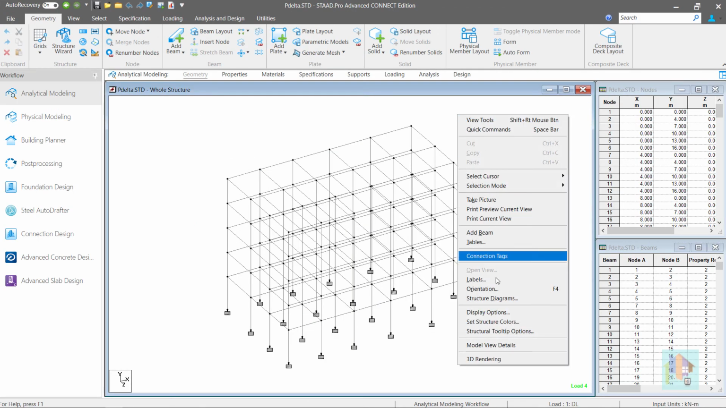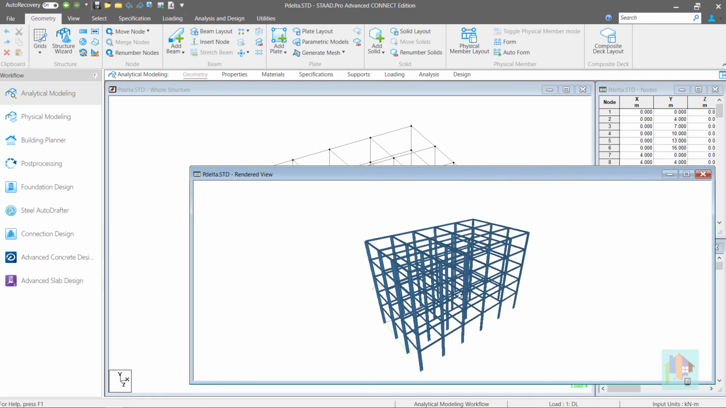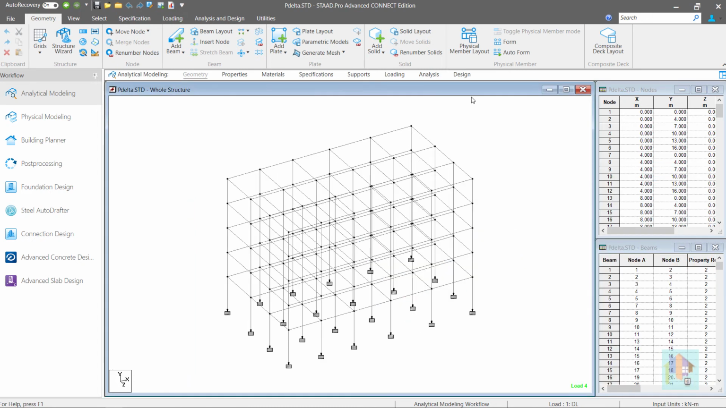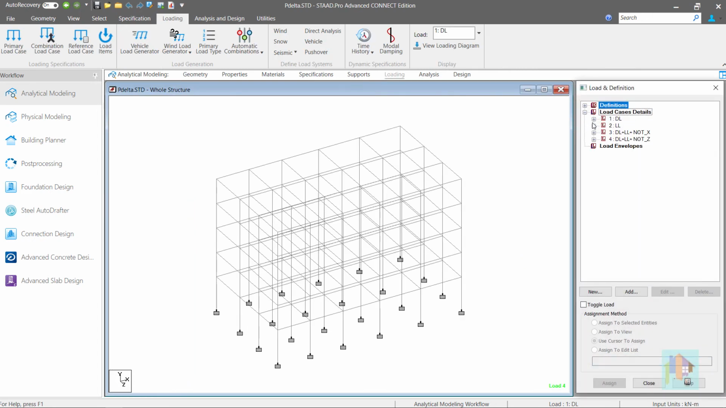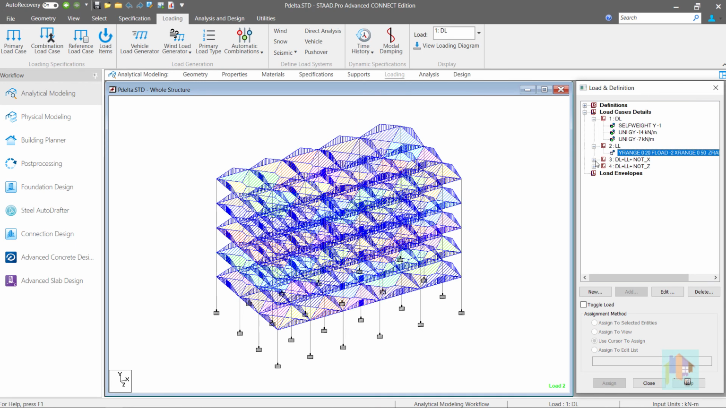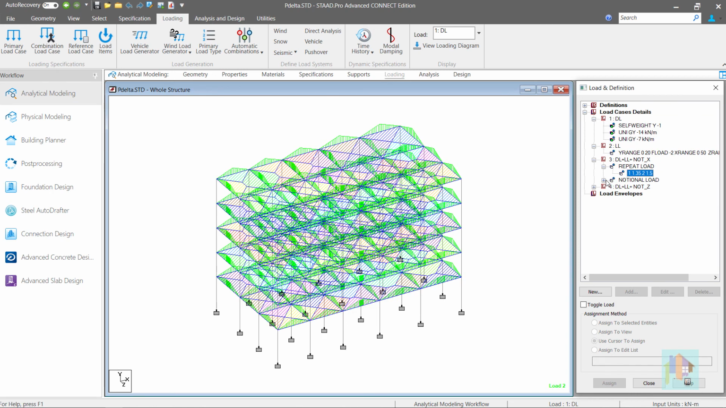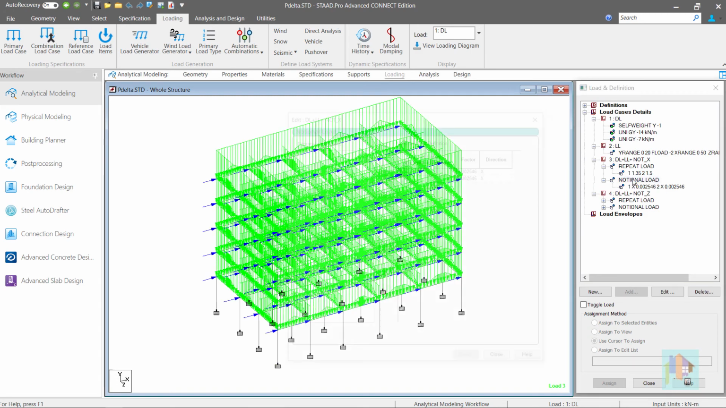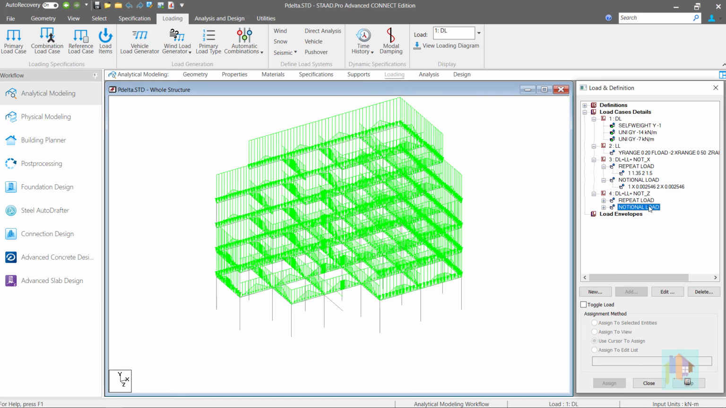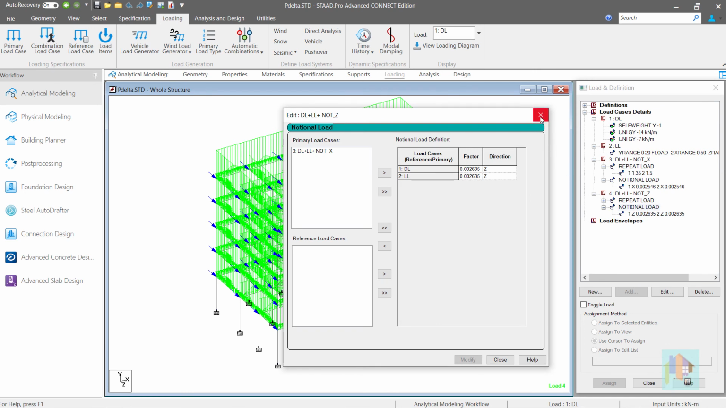Next model is still building. For this model, I want to perform stability analysis according to Eurocode or IS 800 code. Dead load and live loads are applied on this structure. Along with that, two repeat load cases are created where dead and live loads are combined and notional loads are applied in the x direction and in z direction.